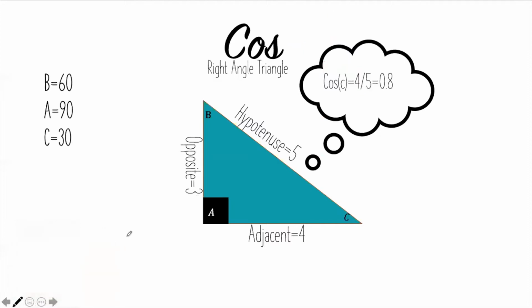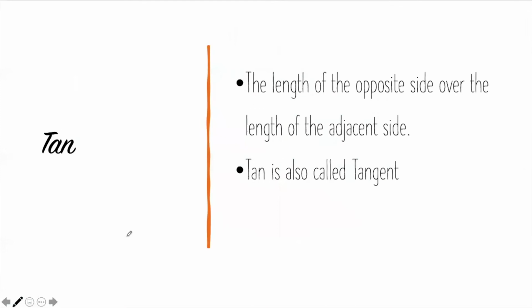Okay, yes, we were correct. Cos C is equal to 4 over 5, adjacent over hypotenuse, or 0.8. Now tan. The length of the opposite over the length of the adjacent side. Tan is also called tangent.